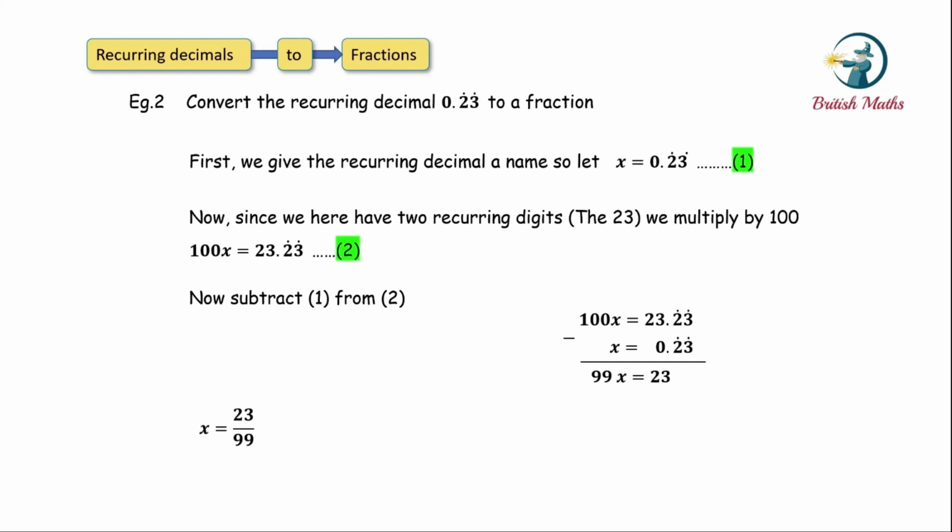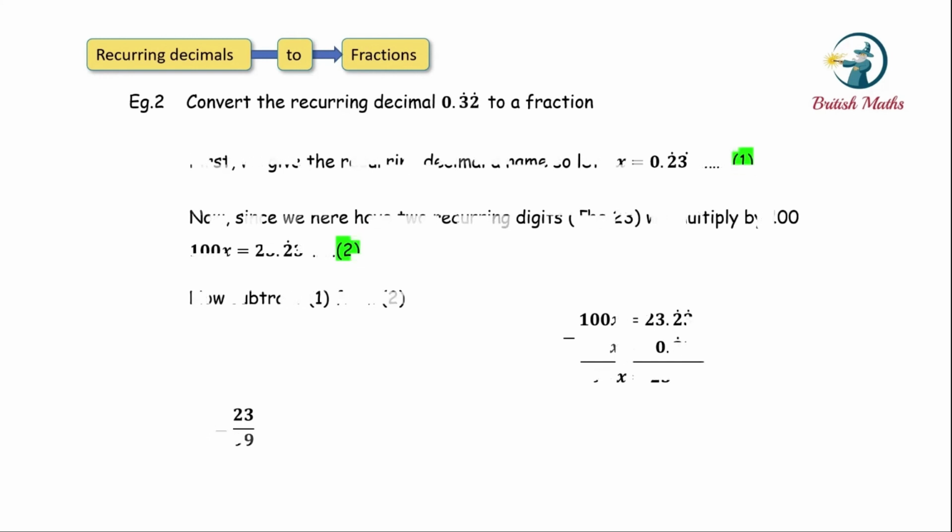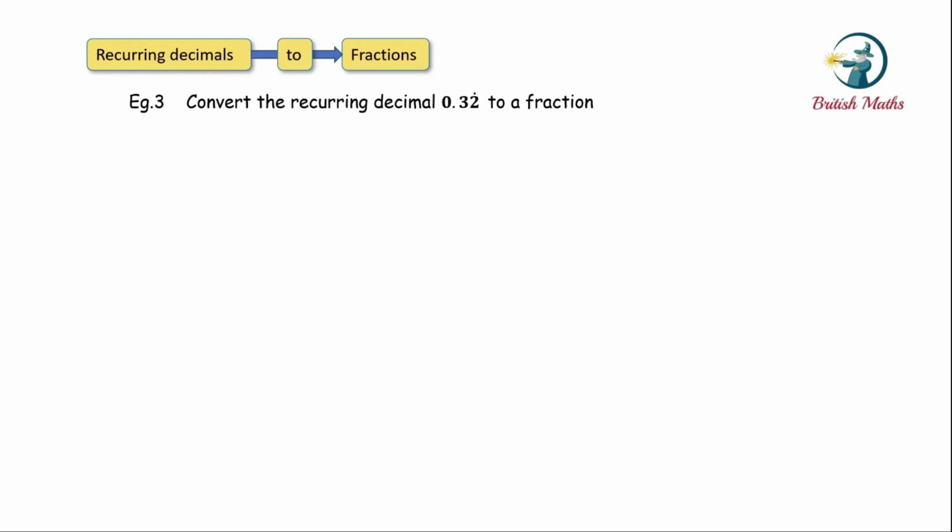Now it seems like they are always the same steps, but have a look at this one. In example 3, we have something a bit different. It says here 0.3 and a recurring 2, but the 3 is not recurring. So do we follow the same steps? Yes, but with a tweak. Let's have a look. First we call it x. Now that's our usual, nothing new here.